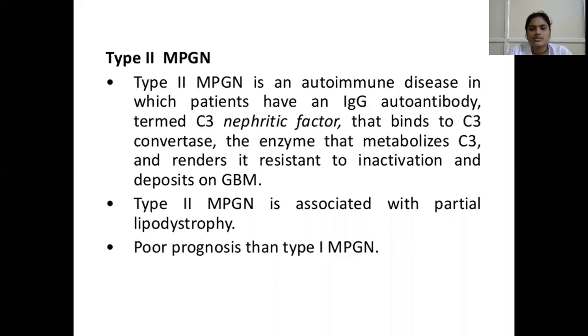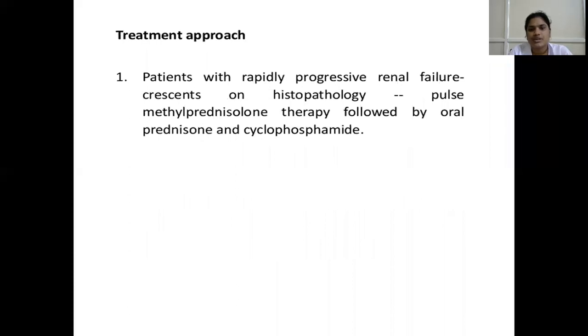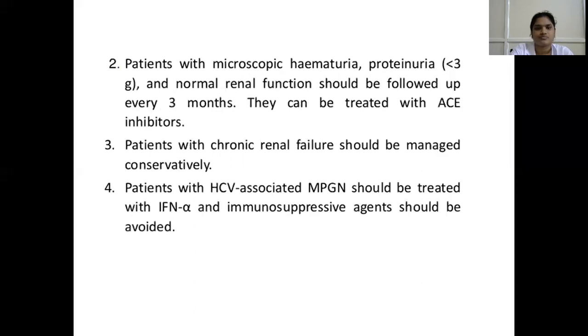So type 2 is associated with partial lipodystrophy. The poor prognosis is seen more in type 2 when compared with type 1. So the treatment approach: patients with rapidly progressive renal failure on histopathology are given pulse methylprednisolone therapy followed by oral prednisolone, and cyclophosphamide can be used. So initially in the rapid progression, we have to give the pulse therapy, then followed by oral therapy.